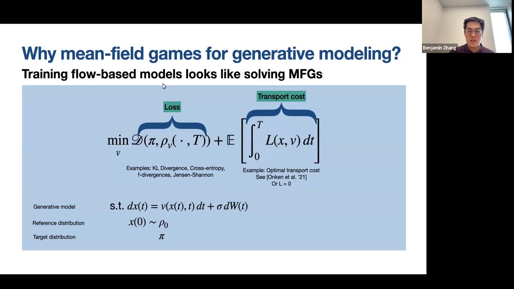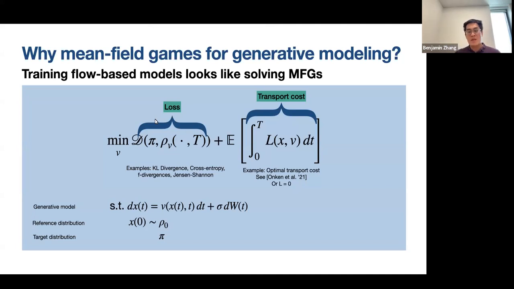Oftentimes there's some sort of a loss function that describes the discrepancy between your true distribution and your approximate distribution, so true being pi and rho being your approximate distribution. And the generative model is some sort of ODE that takes it from some reference distribution and tries to push it towards a distribution that approximates pi. This loss function could be information divergences like KL divergence or cross entropy, or f-divergences. There are many different choices that you can make.